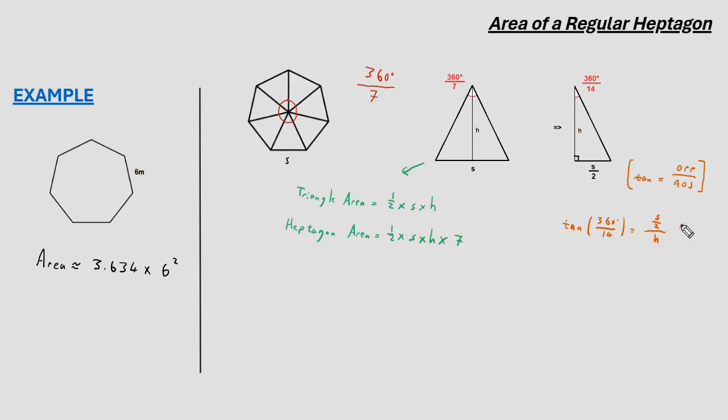We can make the right side a bit neater if we multiply the top and the bottom by 2. This gives us s on top and 2h below. Now the right side here can actually be flipped around if we write the left side as 1 over tan 360 degrees over 14. So we have 2h over s. Now at this point, to obtain an expression in terms of h only on the right hand side, we can multiply both sides by s over 2.